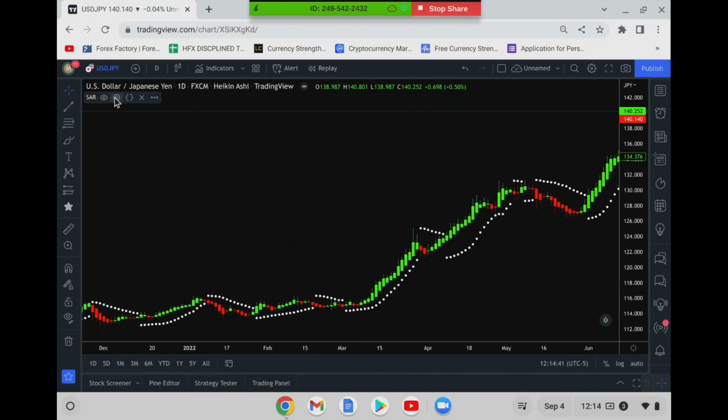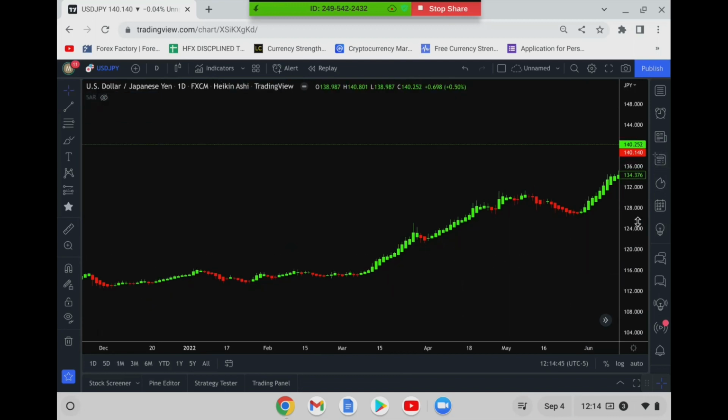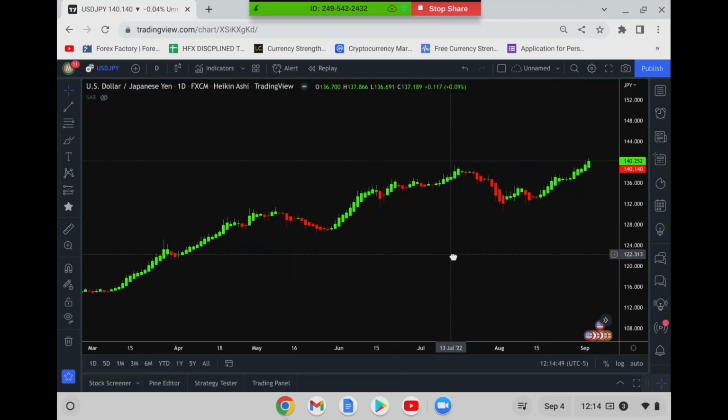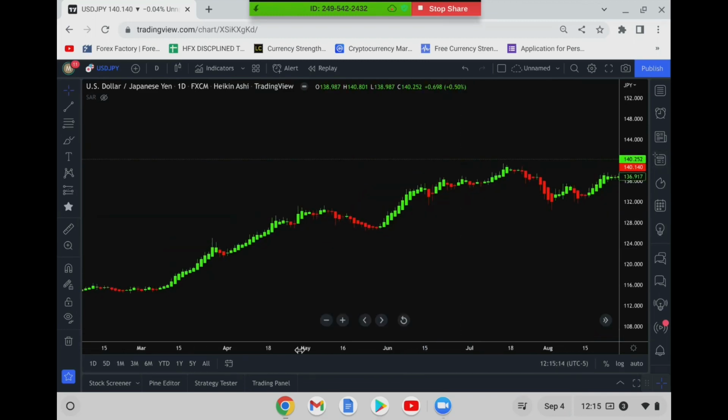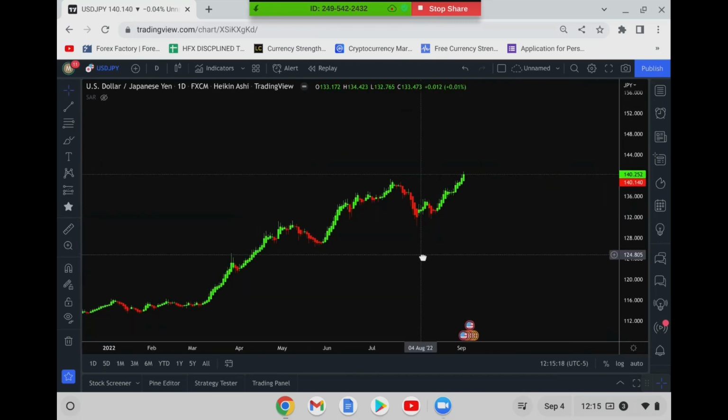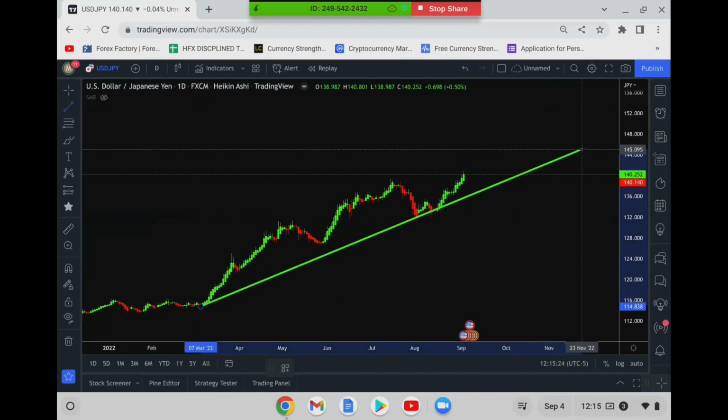And I'm also going to just hide the Parabolic SAR for a second. So if we are taking a look at the overall trend of USD JPY during this time, we can actually see that this market is uptrending. And let me just go ahead and draw this uptrend for you guys from here to here, okay?